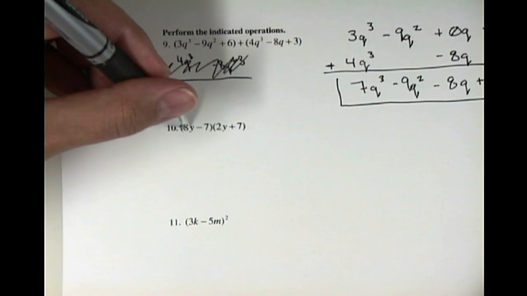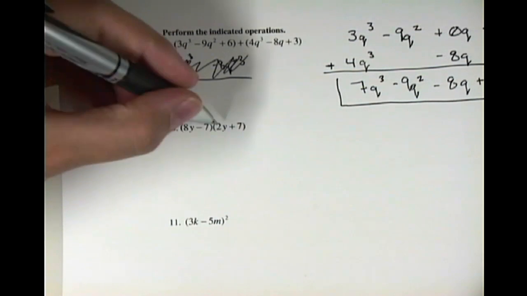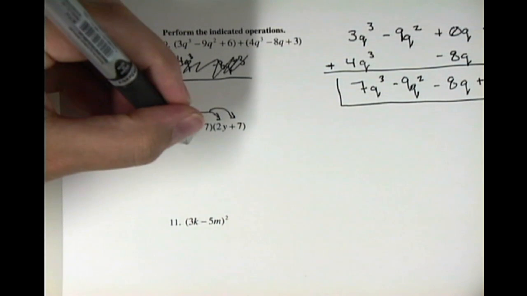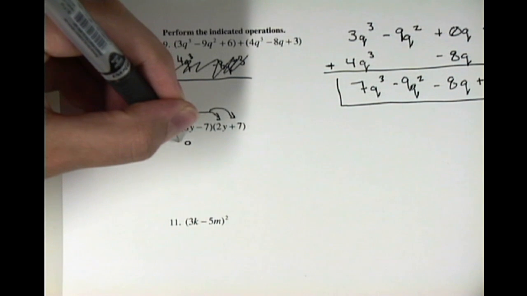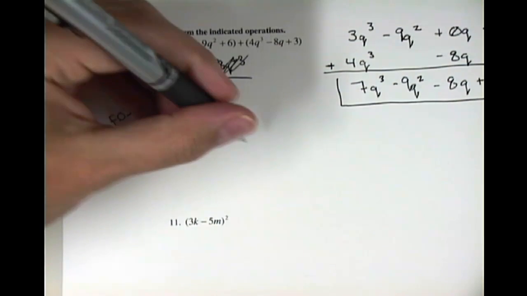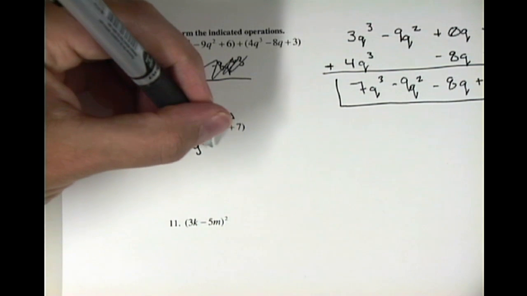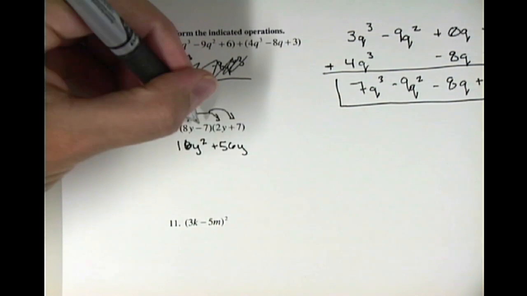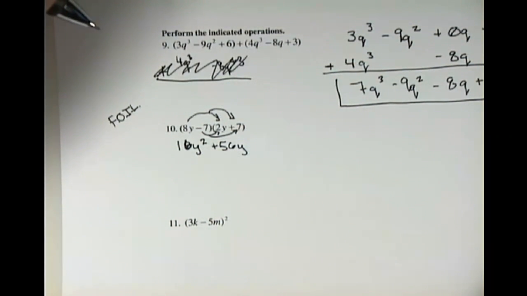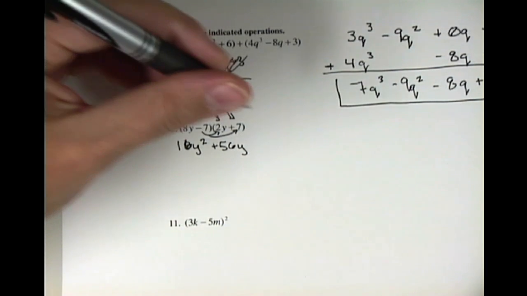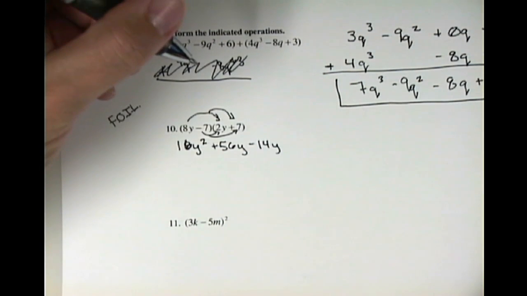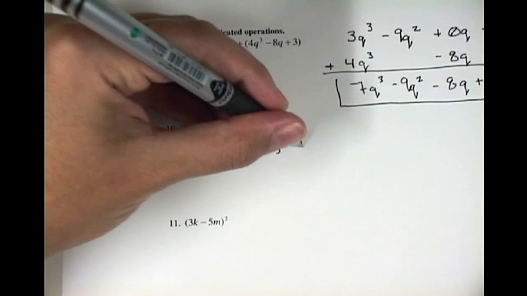Instead, I go from left to right, and I multiply the 8y to everything in the second expression. So we'll have 8y times 2y, which is 16y squared, and then we'll have 8y times 7, which is a 56y. We need to move to the second thing of the first expression and distribute that. Negative 7 times 2y is a negative 14y. Negative 7 times positive 7 is a negative 49.